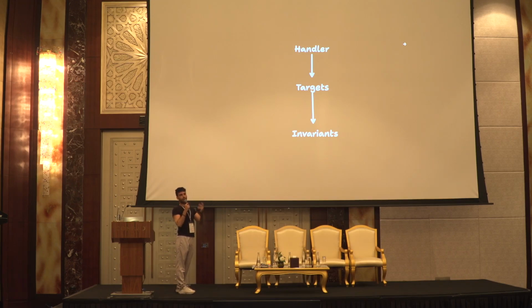We are using 3 elements: the handler, the targets, and the invariants. You already know what invariants are, for example, as I said, the total supply of wrapped ETH or the total supply of a token. And then we have the targets. Obviously, this is very basic and very simple. Targets are just our contracts. We want to try our protocol.